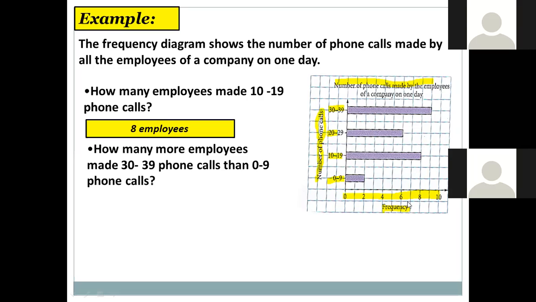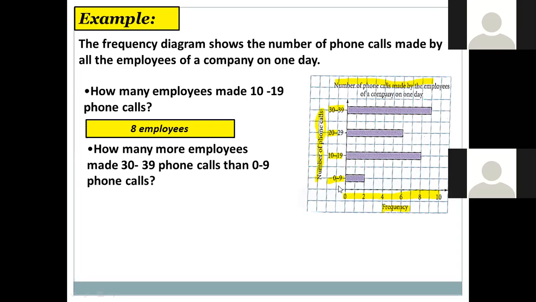How many more employees with 30 to 39 phone calls than 0 to 9? يلا, how many 0 to 9 و how many 30 to 39? أول مرة فيها. بتشجع الشباب والصبايا. يلا. يلا يا مرح. 30 to 39, 9 participants, nine, yes.